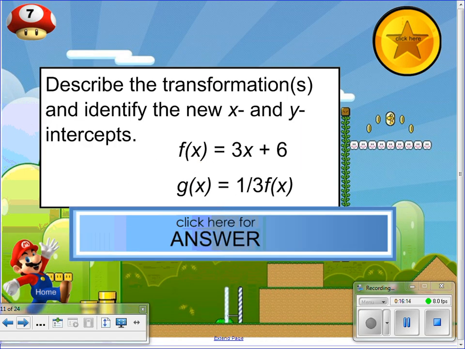Okay, so let's describe the transformations and then identify the new x and y-intercept. So again, we have the same thing. Now, we have a number on the outside. We know that this is a vertical change. Okay, and this would be a vertical compression because it's a fraction. So we have a vertical compression happening in this particular one. So vertical compression.